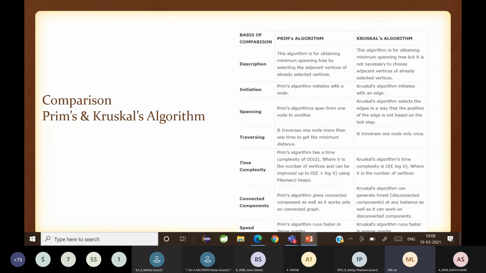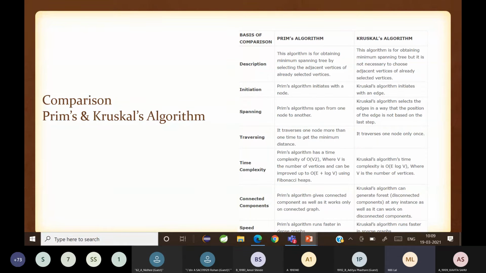Yes, when you start drawing on a piece of paper, you will first draw all the nodes so that it makes it easy to understand, because you are randomly selecting the edges in the case of Kruskal's. But in actual Prim's, you are selecting a node, whereas in Kruskal's, you are selecting an edge. Spanning: Prim's algorithm spans from one node to another, whereas Kruskal's selects edges in a way that the position of the edges is not based on the last step. The same thing we have said before. Then traversing: it traverses one node more than one time to get the minimum distance. That's what I said in Prim's.